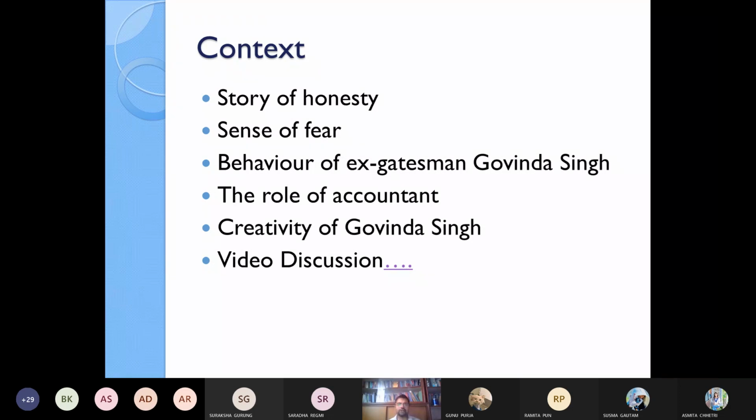So overall, the story talks about the behavior of ex-Gateman Govinda Singh, and the role of the accountant is taken as a positive situation in this story. And everyone has some art or skill, and likewise here also the creativity of Govinda Singh sometimes becomes a destructive thing in his life, which we will discuss. If you want to know more about the story, you can find the video as well.